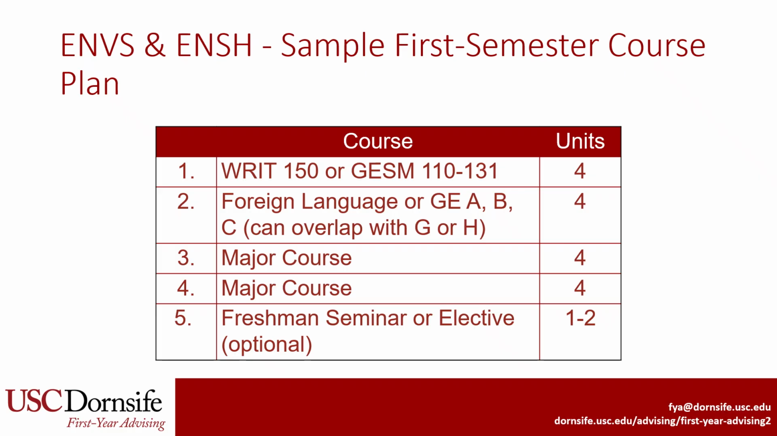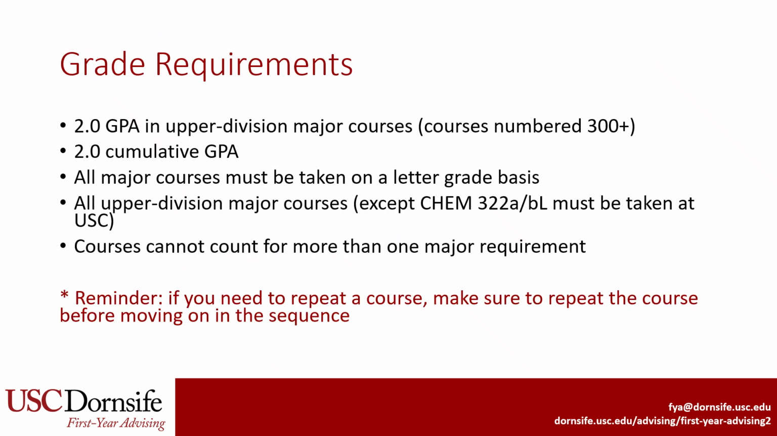Your first year advisor will provide you with an individualized course plan so you'll know exactly what you should be enrolling in. Some students may also choose to enroll in an optional fifth course, such as a freshman seminar. Your tuition covers up to 18 units per semester. To graduate with these majors, you need to maintain a 2.0 GPA in upper division coursework for the major and a 2.0 cumulative GPA. All coursework that is applying to the major, both lower and upper division, needs to be taken for a letter grade.